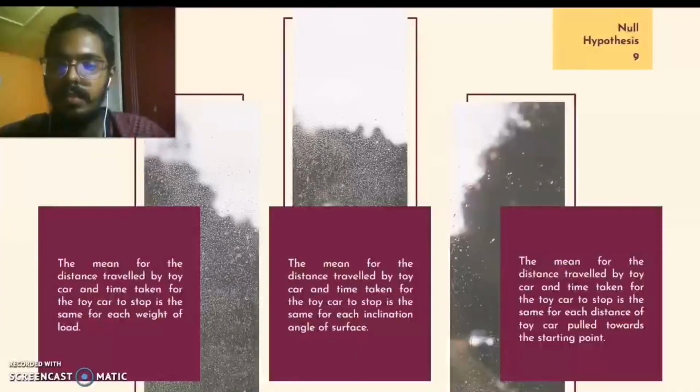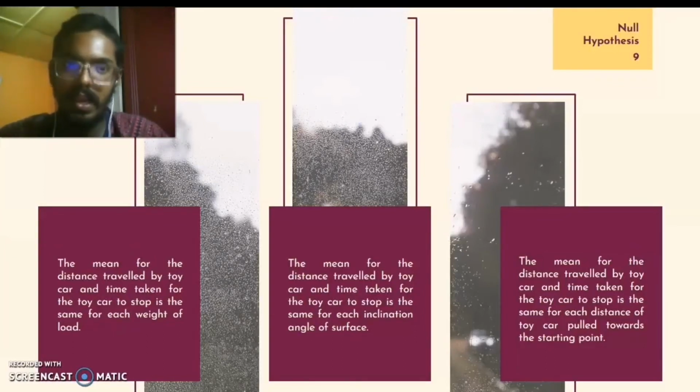Null hypothesis: the mean for the distance traveled by the toy car and the time taken for the toy car to stop is the same for each weight of the load, which is the 50 gram load and 100 gram load. Secondly, the mean for the distance traveled by the toy car and the time taken for the toy car to stop is the same for each inclination angle of the surface, which we use is 30 degrees and 45 degrees. Thirdly, the mean for the distance traveled by the toy car and the time taken for the toy car to stop is the same for each distance the toy car is pulled towards the starting point, which we used was 5 cm and 10 cm.